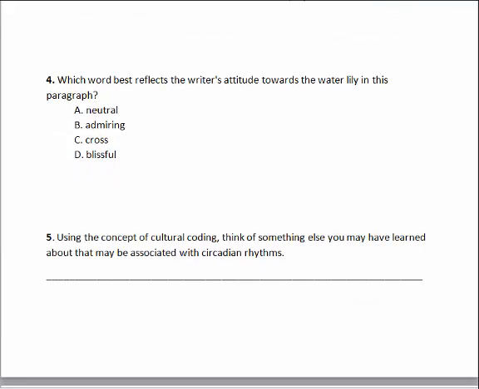Let's go ahead and take a look at the answer choices. Use a good stinky rule to cross some stuff out. A says neutral. Does the author think that flowers and circadian rhythm are neutral? Probably not, because it's wondrous. B says admiring, wonderful and admiring, that goes together. C says cross, which is a Scooby-Doo for mad. And mad or angry is going to be a negative word, so we can cross that one out. And blissful, blissful is a very positive word. I think it's a little bit too positive. Put a dot by that. Admiring is going to be closer to wonderful.